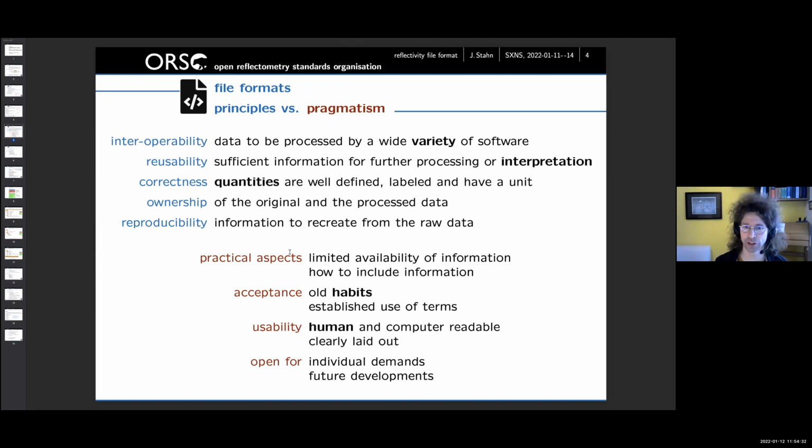In contrast, there are practical aspects. All this information is not available, and even if it is, how do you get it into the file? We have to take care of old habits and use terms used in the community. It has to be usable by humans, so it must be quite clear from the layout. And it should be open for individual demands and for future developments.